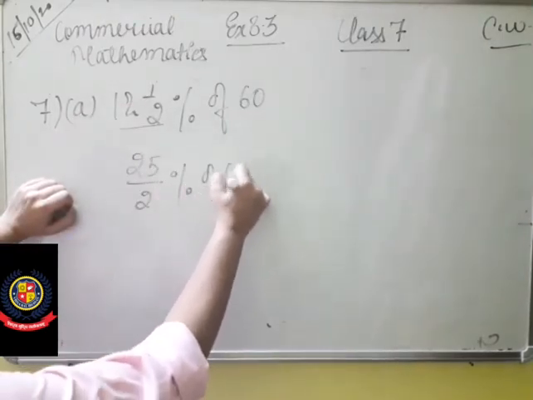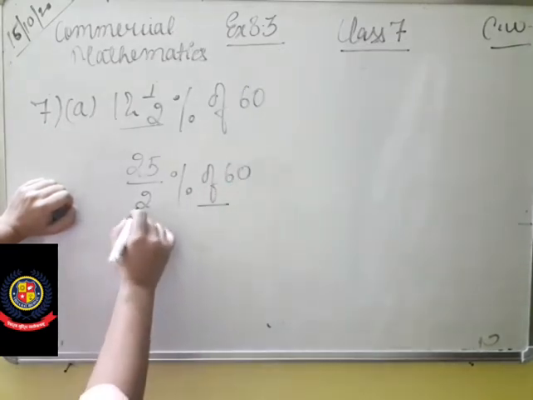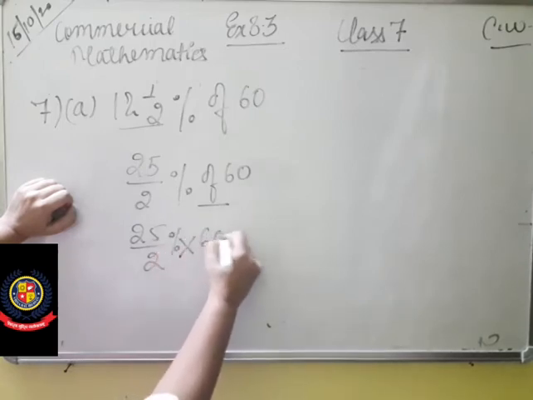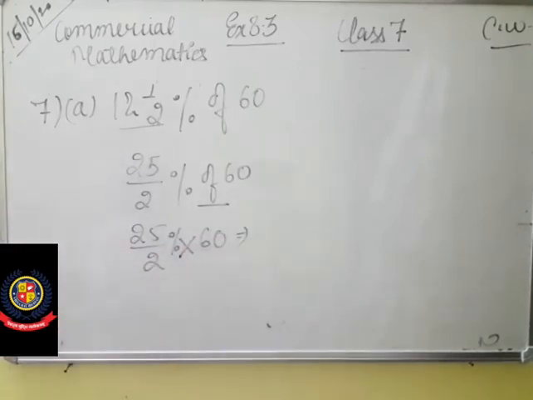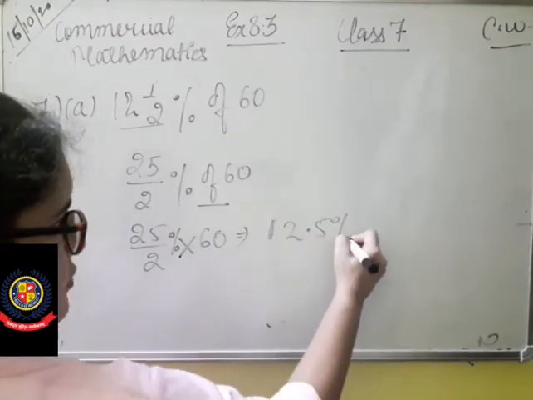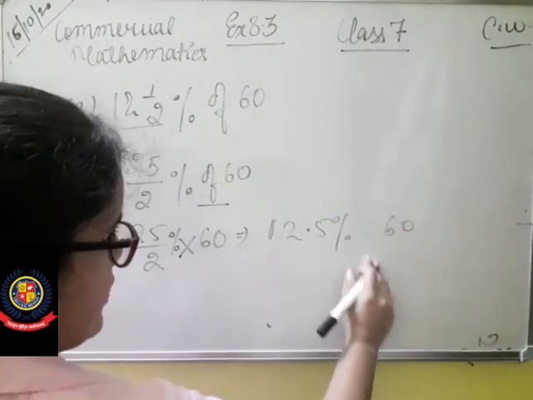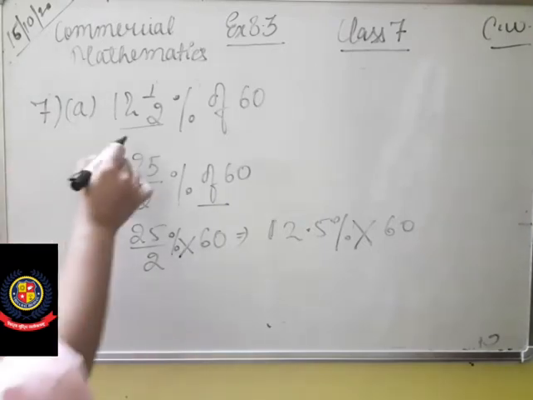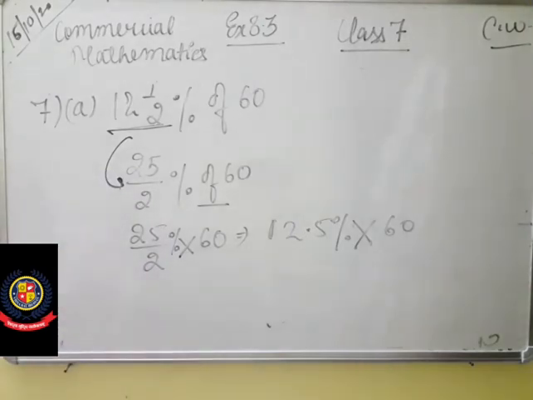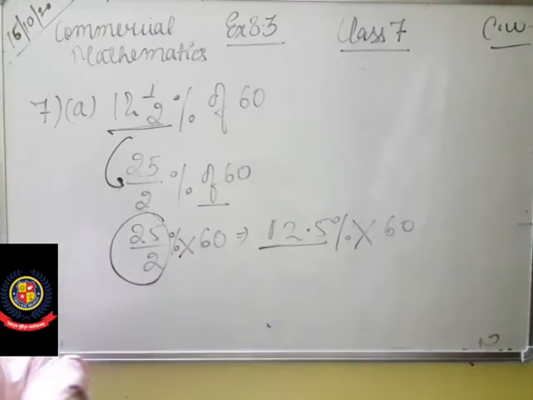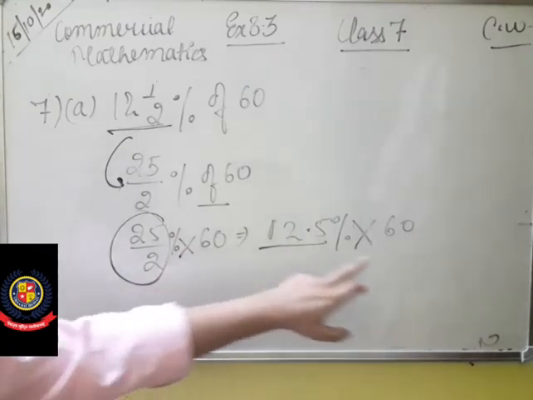Percent of 60. So in place of 'of' you will write 'into', and 'into' means multiply. So 25 by 2 will give you 12.5. So 12.5% into 60. Again students, if you look over here, we have to remove the percentage from here. I have done nothing till now. I have converted this part, and after that I have divided this, which gave me 12.5, and I have written the percentage as it is, multiplication as it is, and 60 as it is.